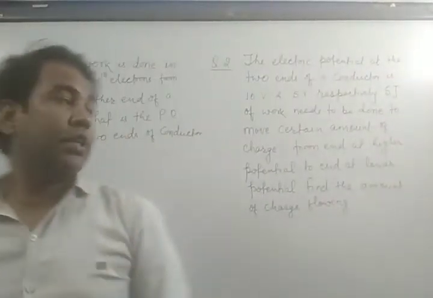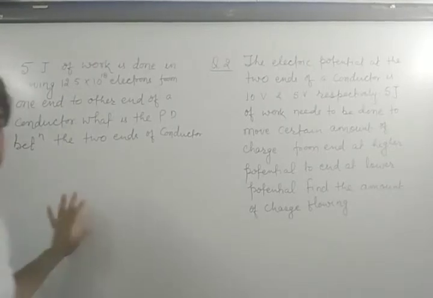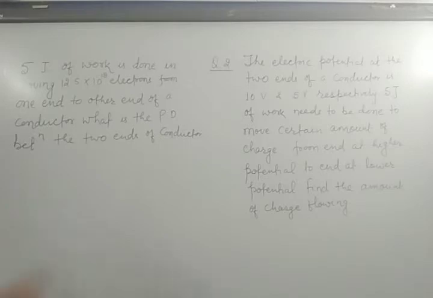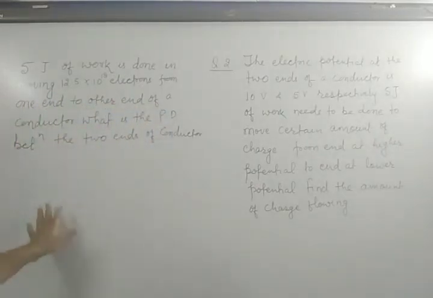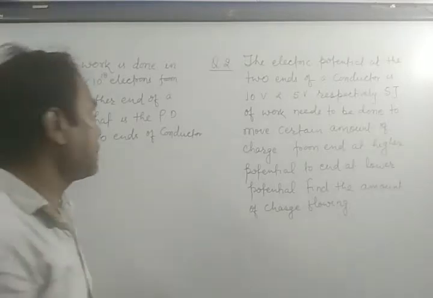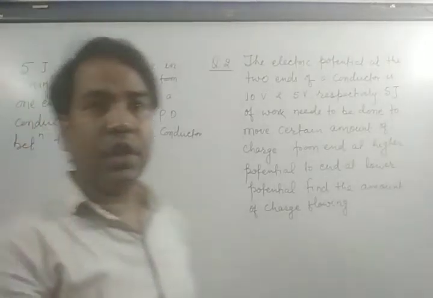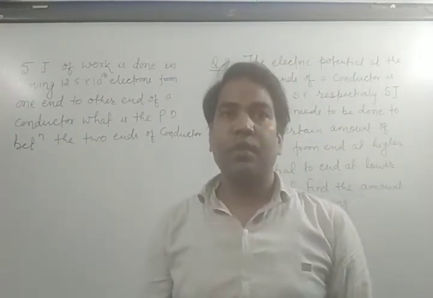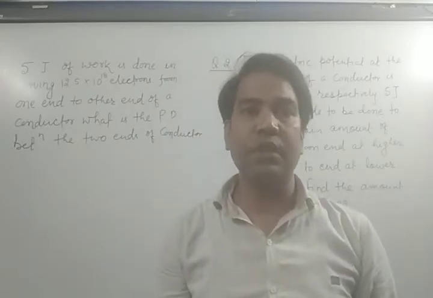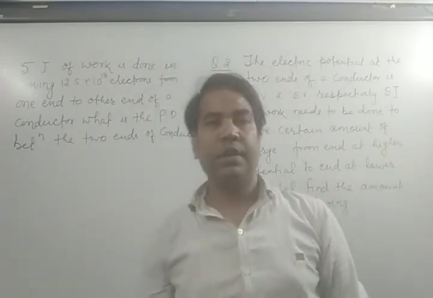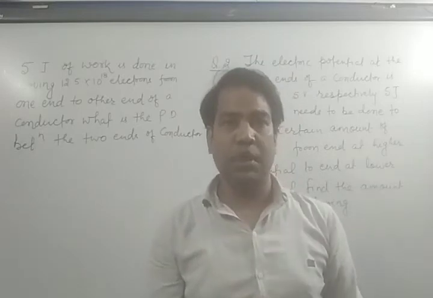Okay students, so these are the two questions we have to do. The first question is: 5 joule of work is done in moving 12.5 into 10 to the power 18 electrons from one end to the other end of a conductor. What is the PD between the two ends of the conductor? For such type of questions, I have told you that first of all we need to find what is given in the question and what we have to find. And then after we will apply the formula. Clear?